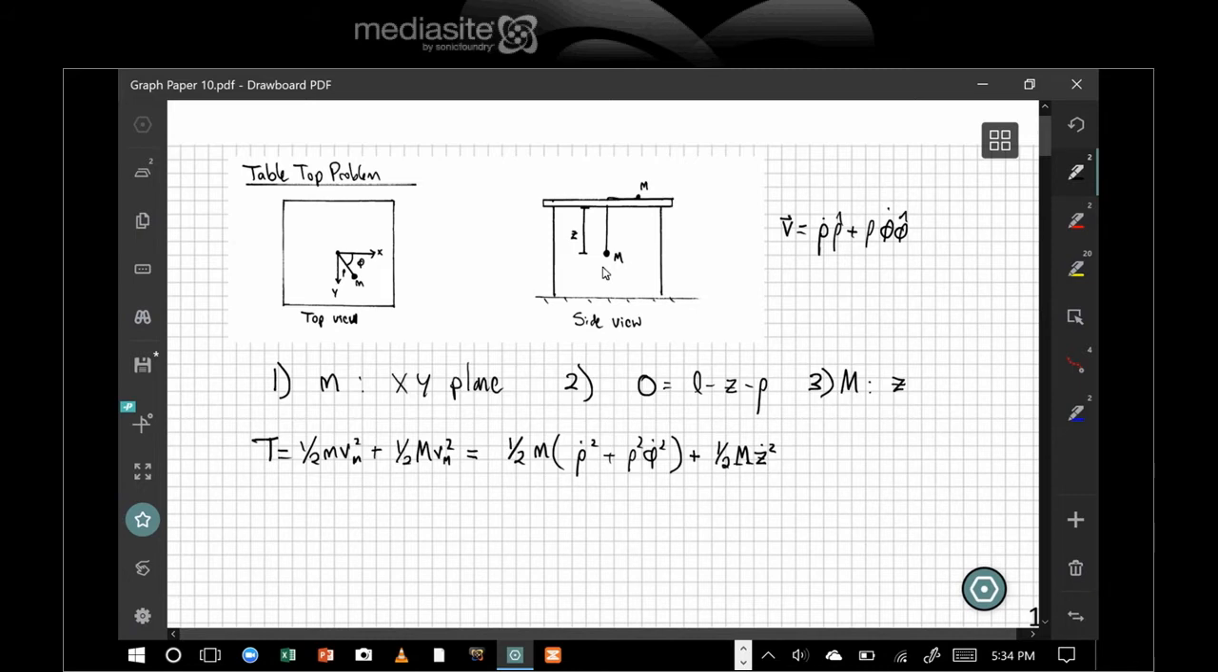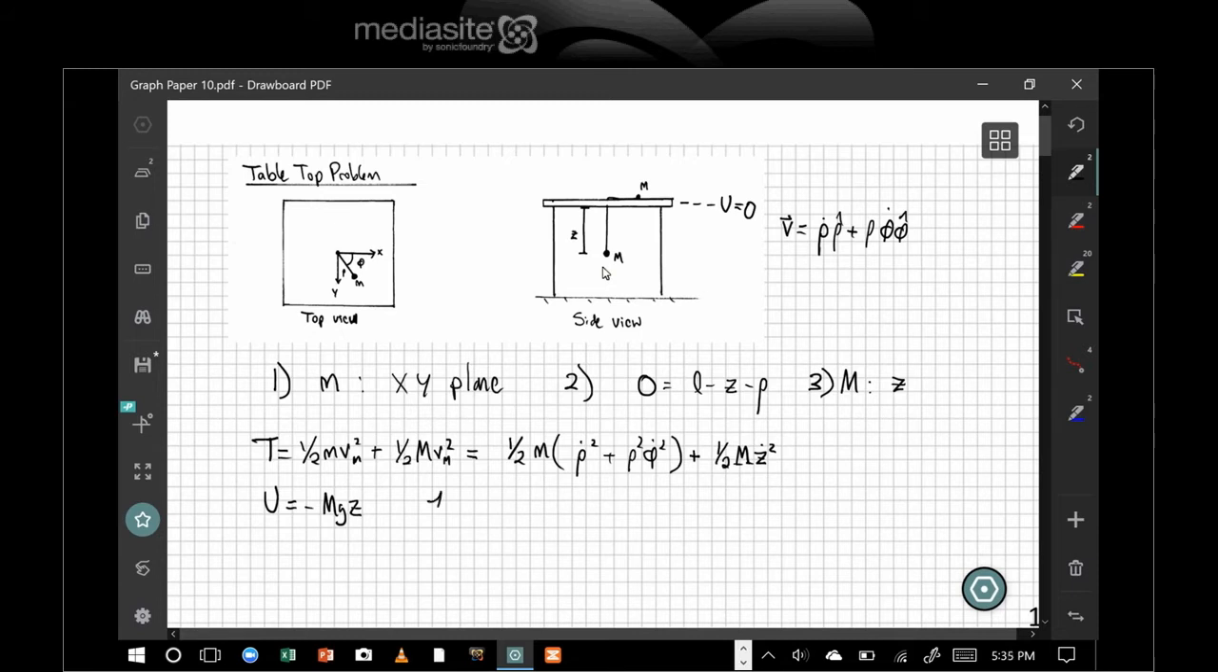For the potential energy, I have to define a point of zero potential energy. So the little mass, or the mass little m, has zero potential energy at all times. The big mass has potential energy minus Mgz.